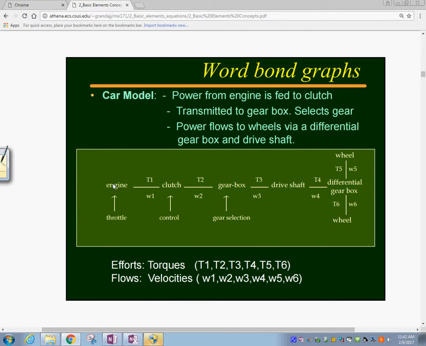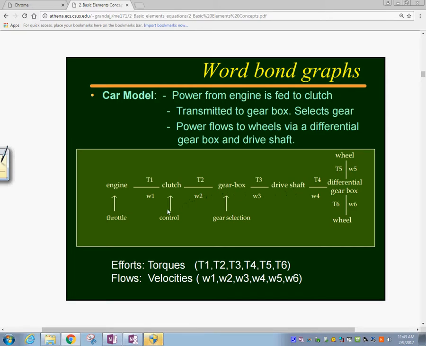The engine is here, and then the clutch, of course, is here with the control, which is either connected or not connected. It's just like a stick shift car, although the automatic transmission has this clutch plus the gearbox together. And so you have this control to connect or not connect. Then you have the gearbox, and then the gearbox goes to the drive shaft, and that in turn goes to the differential in the back.